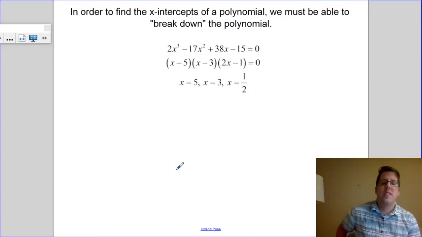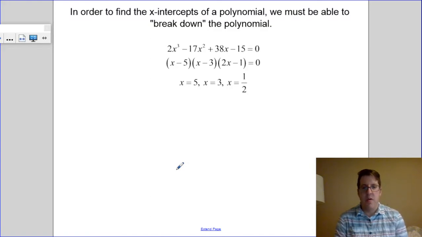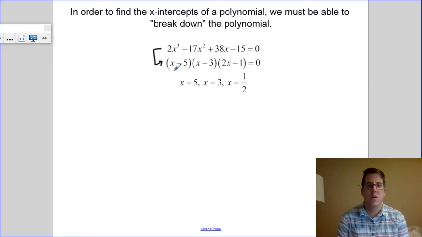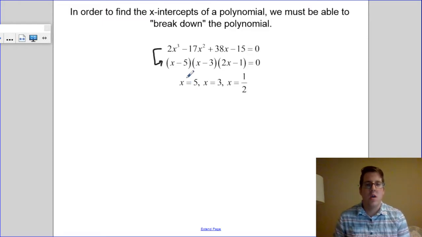So in order to find the x-intercepts of a polynomial, we have to be able to break down that polynomial. And most people are not able to go directly from a large polynomial down immediately to its factors. However, most pre-calculus students will know how to go from its factors to the original polynomial. So what we need to work on is figuring out how to factor this down.